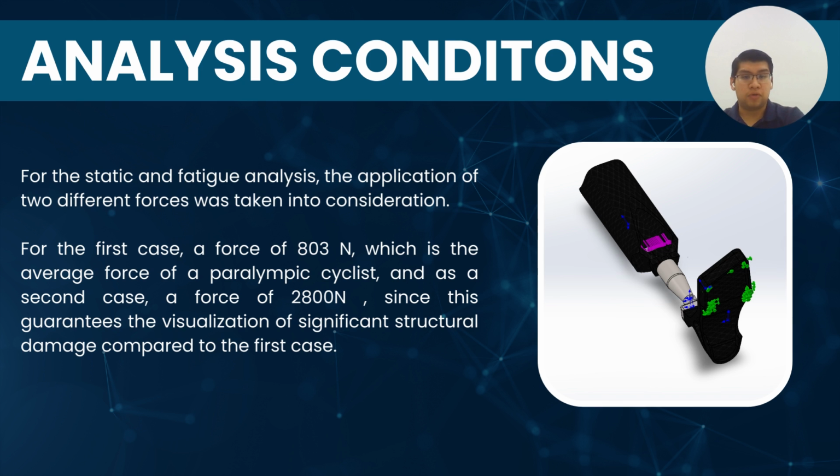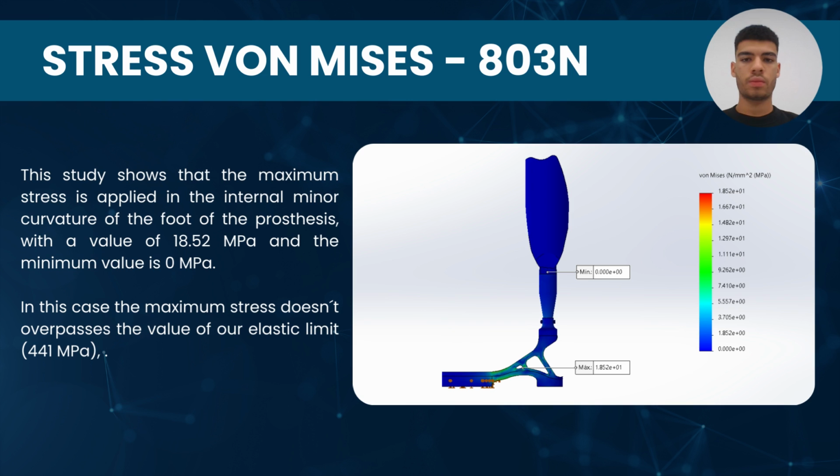Also, we consider the application of two forces, the first one of 803 newtons mentioned before, and the second force of 2800 newtons, since this guarantees the visualization of significant structural damage compared to the first case, as there were no damages registered in our design by not applying a force with a minimum value in the S-N curve.